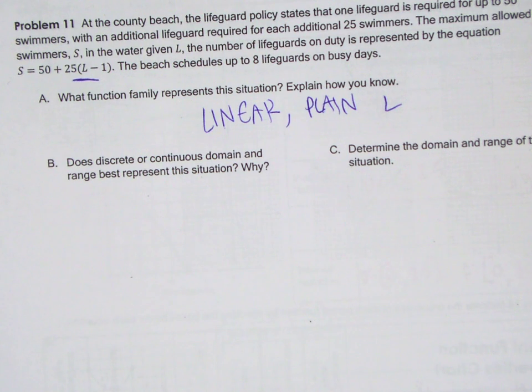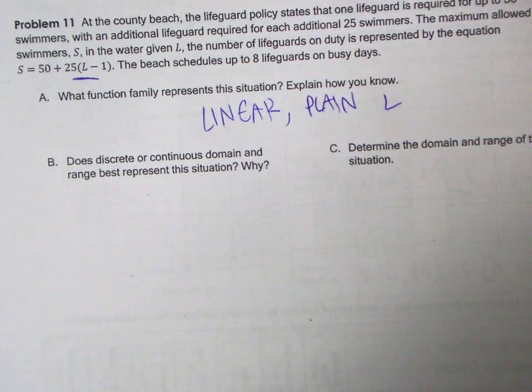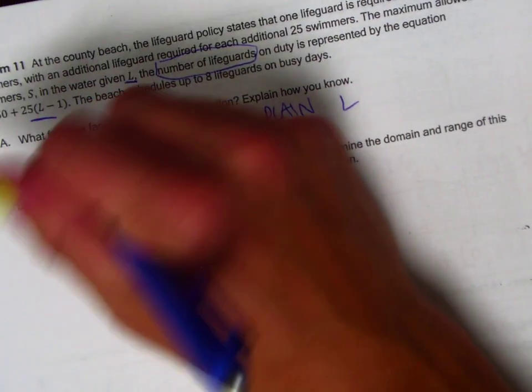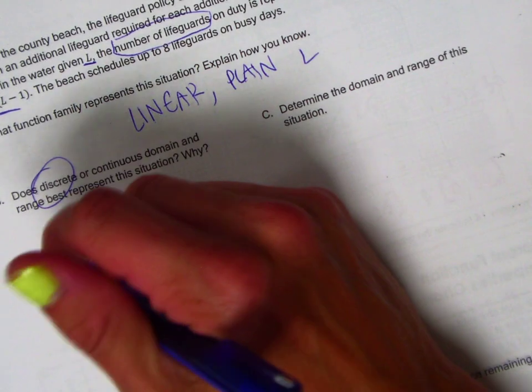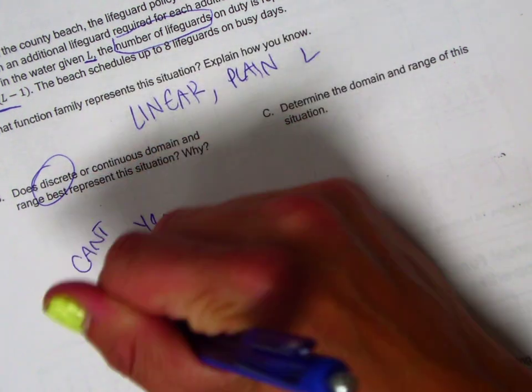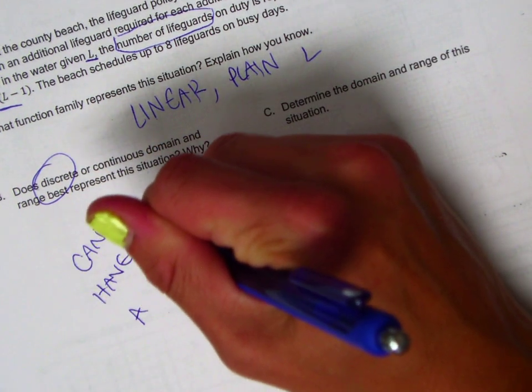All right, then it's asking me, is it discrete or continuous, and why? So let's think about what L represents. L represents the number of lifeguards. And because you can't have half of a lifeguard, it's going to be discrete. Can't have half a lifeguard.